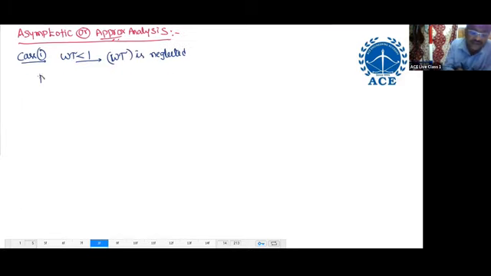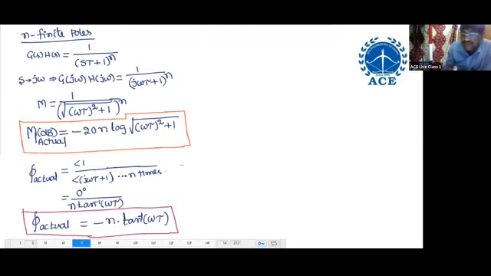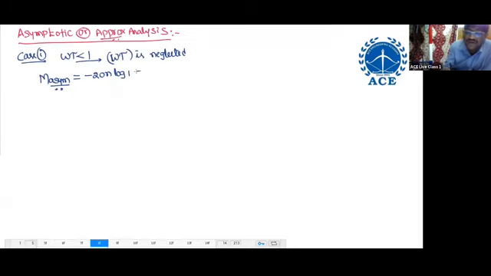So M asymptotic, it is called M asymptotic. M asymptotic equals minus 20n log 1. Yes or no? If omega tau is made 0, what will I get? Minus 20n log 1. Log 1 means how much? 0 dB. It is nothing but 0 dB.